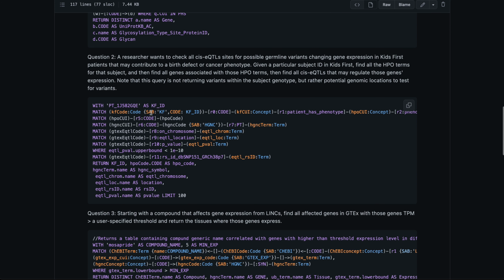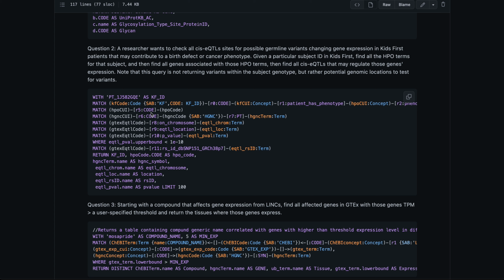A second question would be, if a researcher wants to check all cis-eQTL sites for possible germline variants changing gene expression in Kids First patients that may contribute to a birth defect or a cancer phenotype. Given a particular subject ID in Kids First, we would like to find all the HPO terms for that subject, and then find all genes associated with those HPO terms, and then find all cis-eQTLs in GTEx that may regulate those genes' expression. We have to note that this query is not going to return variants from Kids First, but rather potential genomic locations to test for variants.